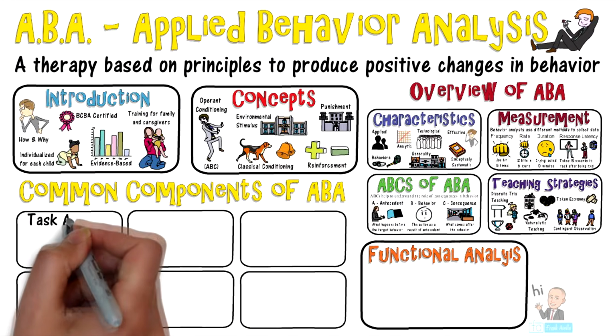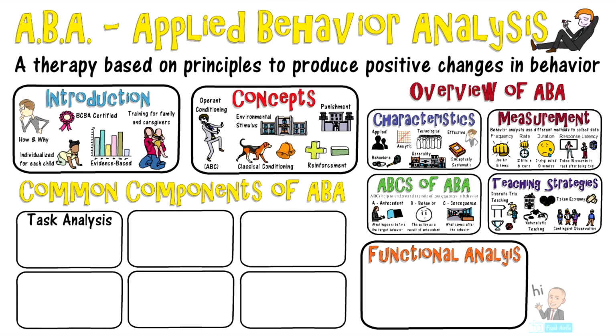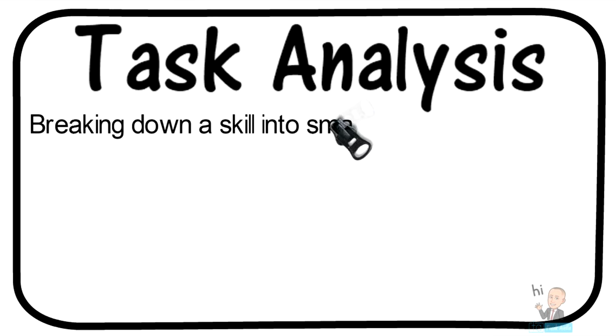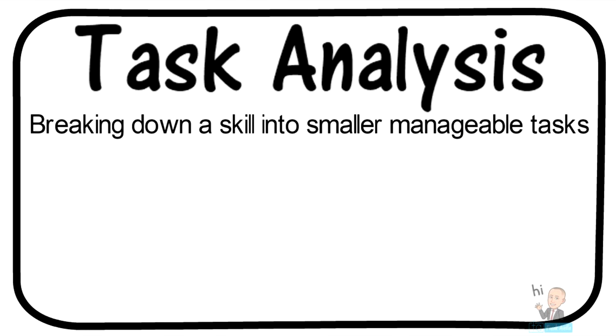Now we're going to take a look at some of the common components of ABA. First up is task analysis. That is the breaking down of a skill into manageable tasks.